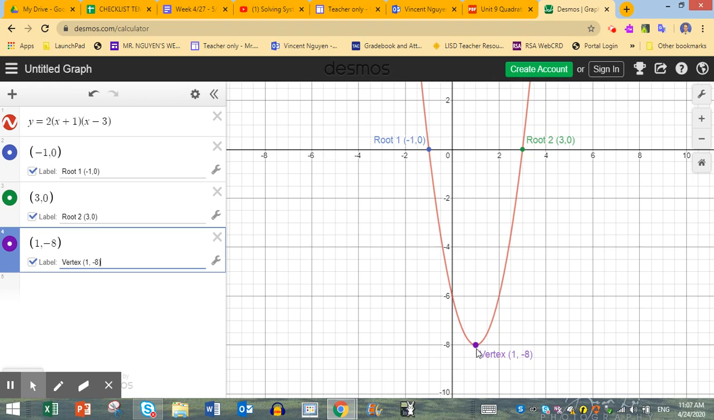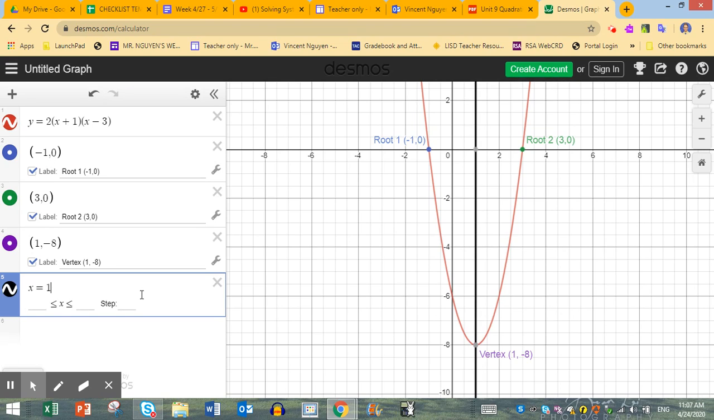Now, if you remember, the vertex gives you two things. It gives you the axis of symmetry, which is a vertical line that cuts this parabola into the left and the right. And then it gives you the minimum or the maximum. In this case, it's a minimum of -8 right here. So you could also graph those lines. For the vertical line, we're going to graph x = 1. So there's your axis of symmetry.